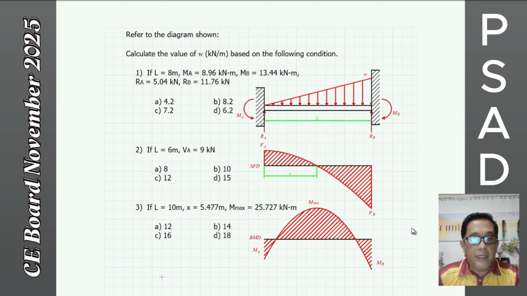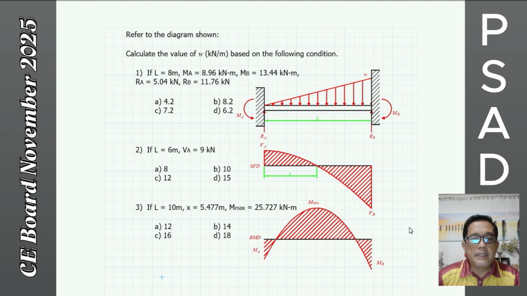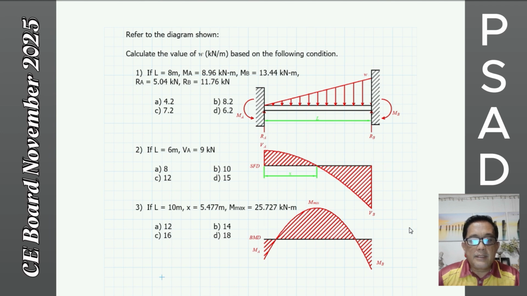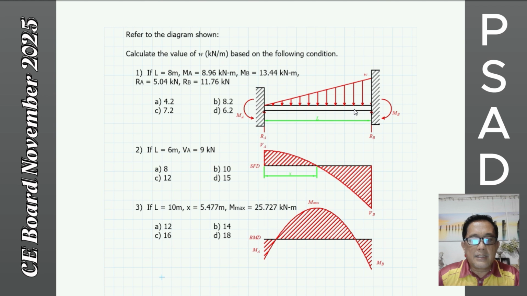Now this reaction RA is the same value as V sub A, and RB is also equal to V sub B. Number 2, if L is 6 meters and V sub A is 9 kilonewtons. And number 3, if L is 10 meters, X is 5.477 meters, and maximum moment, or M sub max, equals 25.727 kilonewton meter. Number 1, if length is 8 meters, let's start with number 1.